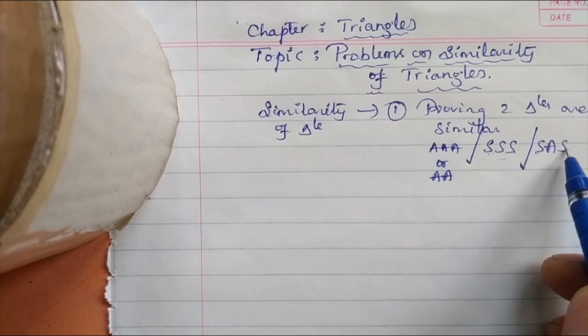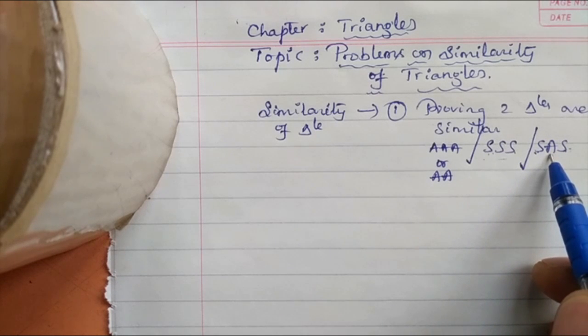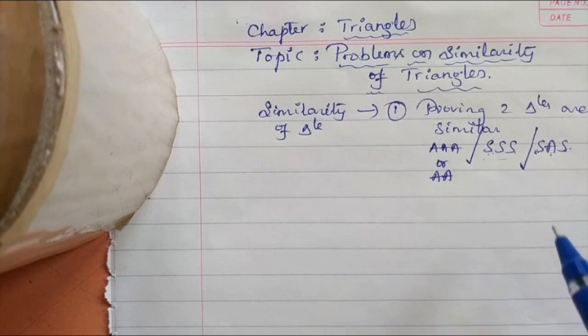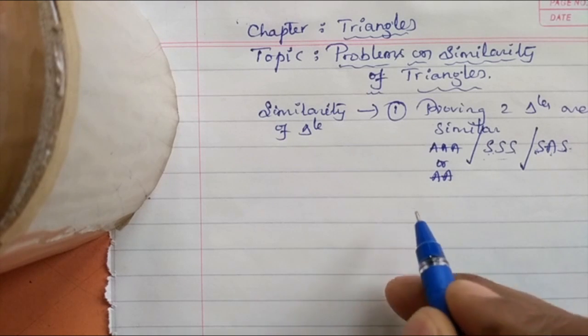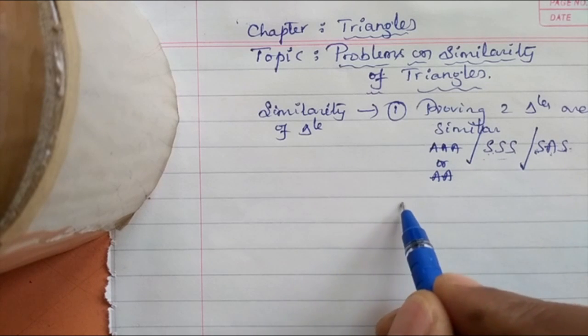SAS: two sides are in proportion and the included angle is equal. Angle is equal, two sides are in proportion. If any one of these three criteria is satisfied, then the triangles are similar. That is the first level, how to prove using any one of these.